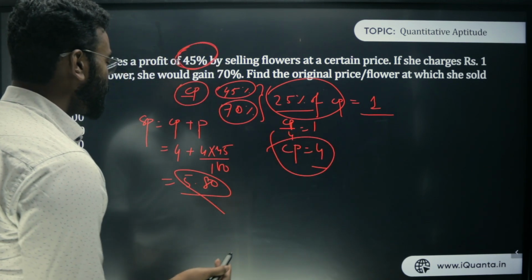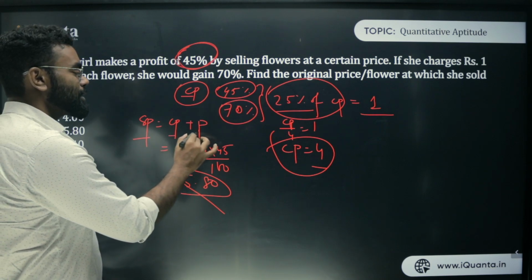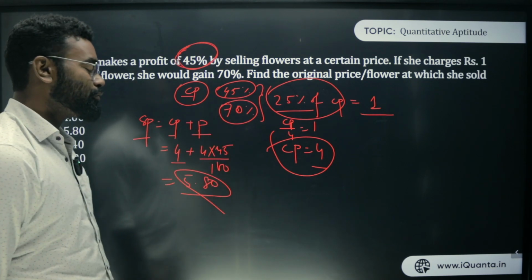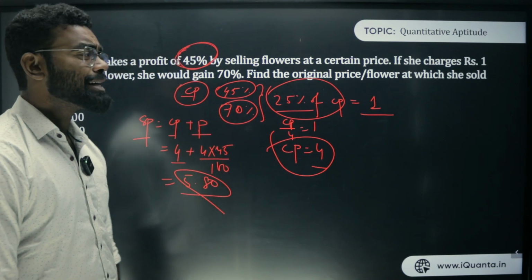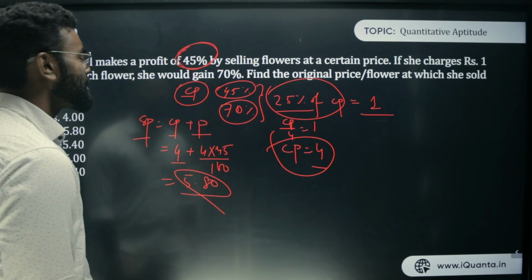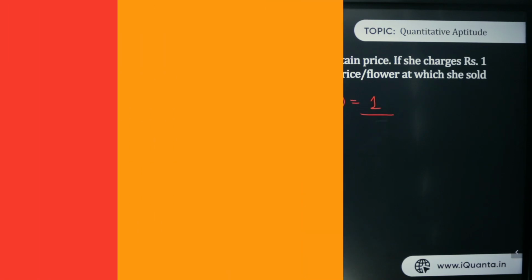If the cost price is 4, how can we find the selling price? That is cost price plus profit. It is 4 plus 45% of 4, which gives you the answer 5.80 precisely. And hence this is how we can solve this type of question. So let's go for the next one.